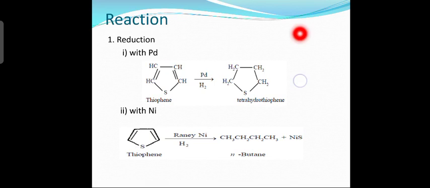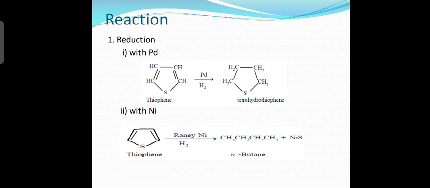Now what are the reactions? Thiophene on hydrogenation in the presence of palladium gives tetrahydrothiophene. This is similar to the previous reaction of furan. In the same way thiophene also reacts, giving tetrahydrothiophene. Next is the reaction with Raney nickel. Now what is Raney nickel? Raney nickel is a finely ground solid, mostly nickel, derived from a nickel aluminum alloy. With Raney nickel hydrogenation, normal butane is obtained, and then nickel sulfide.